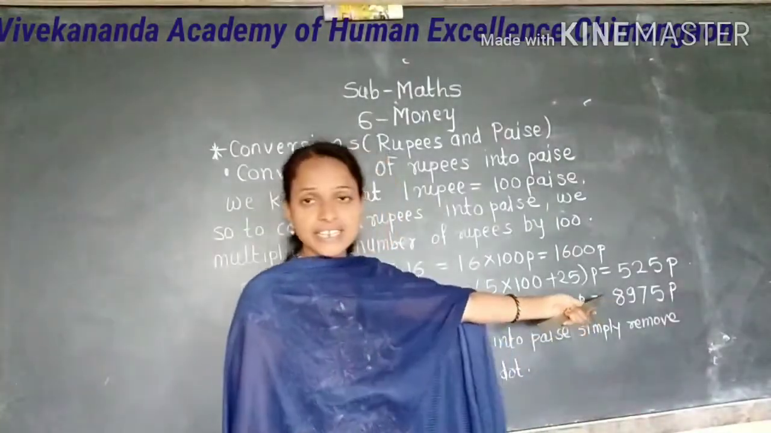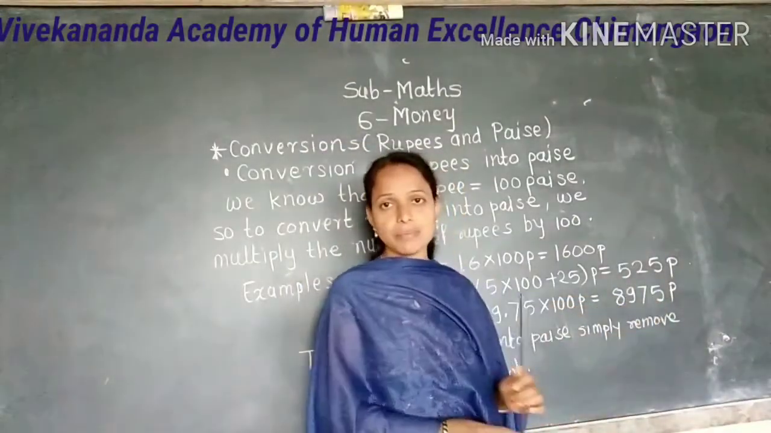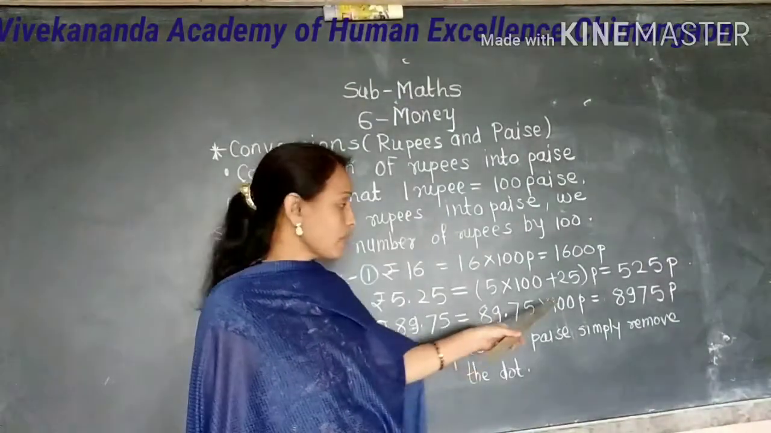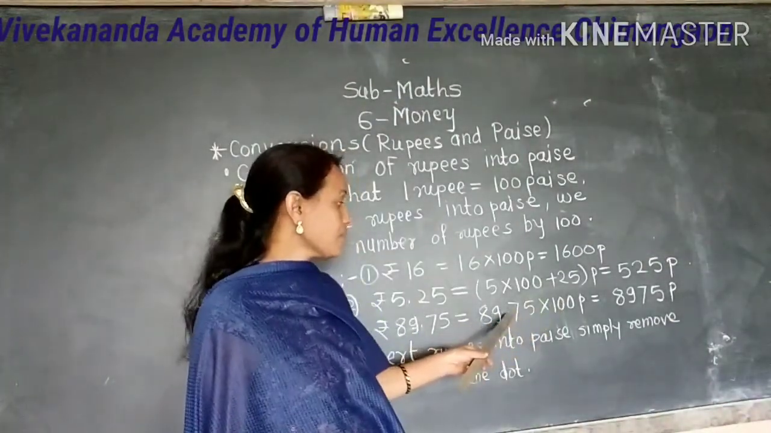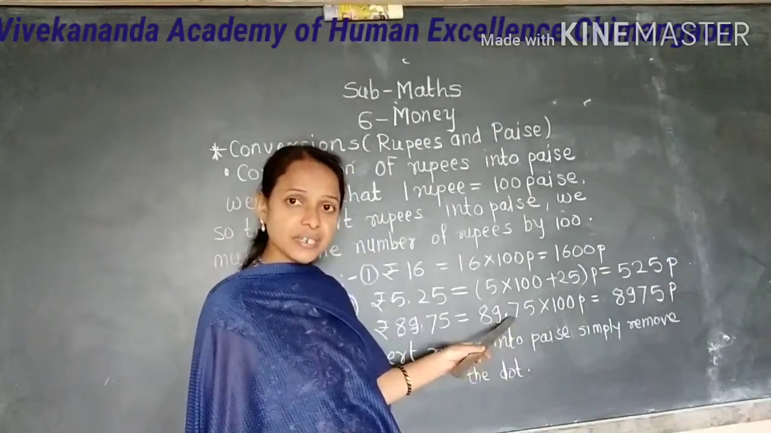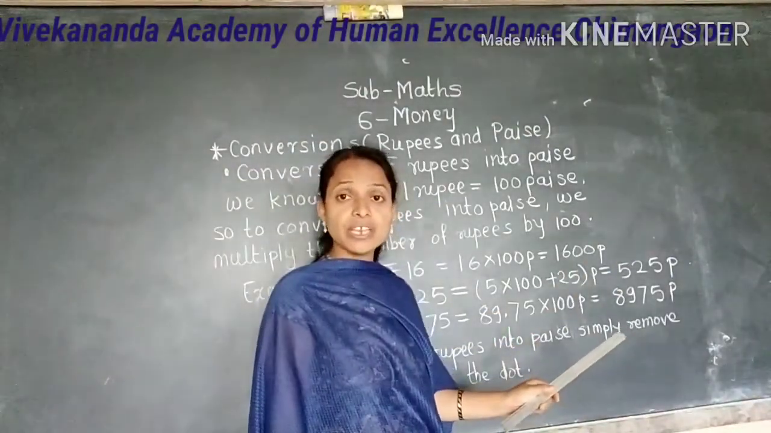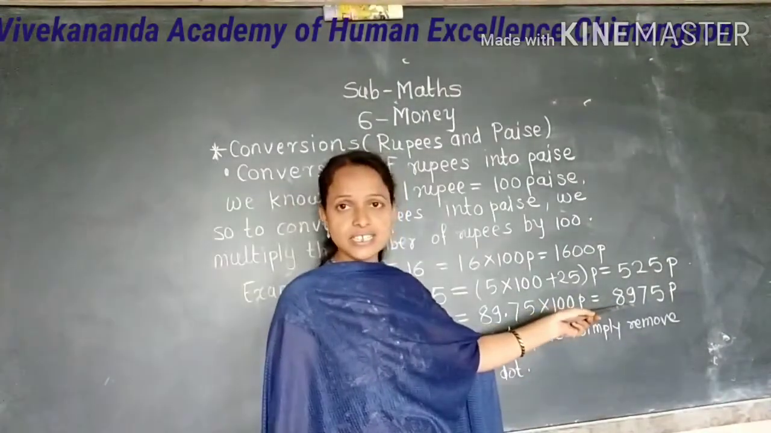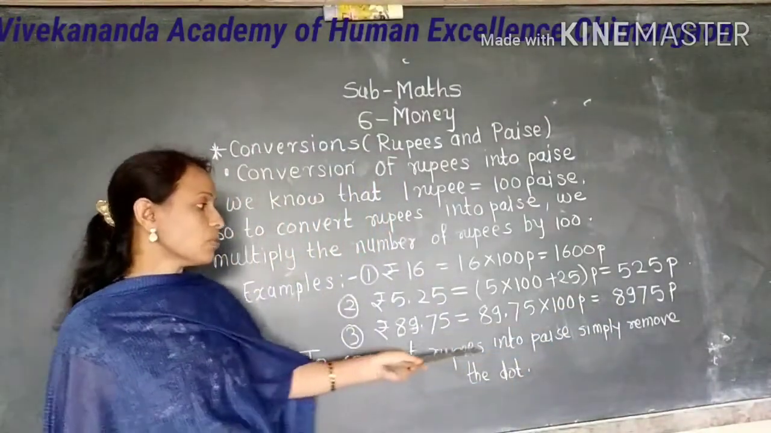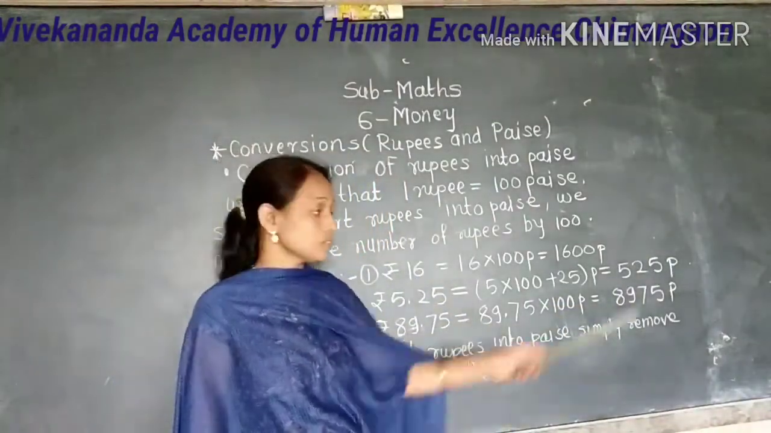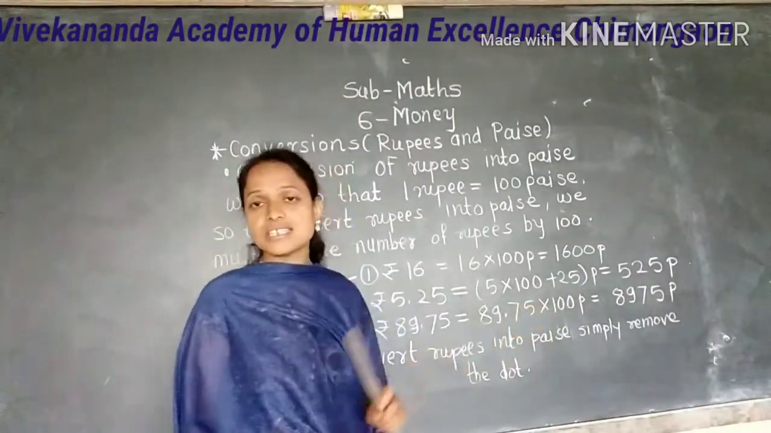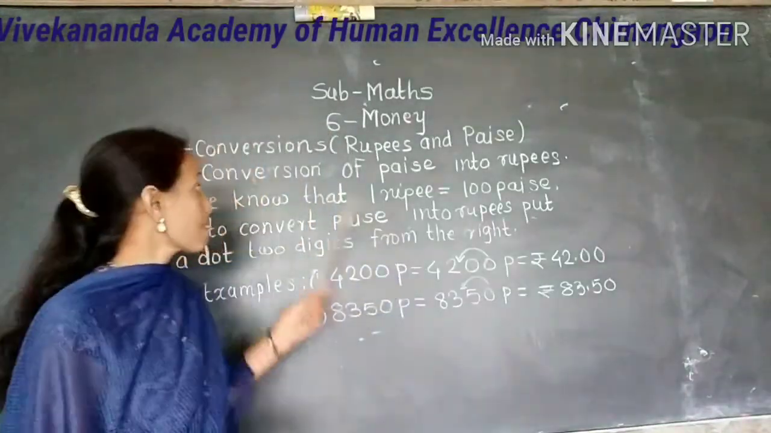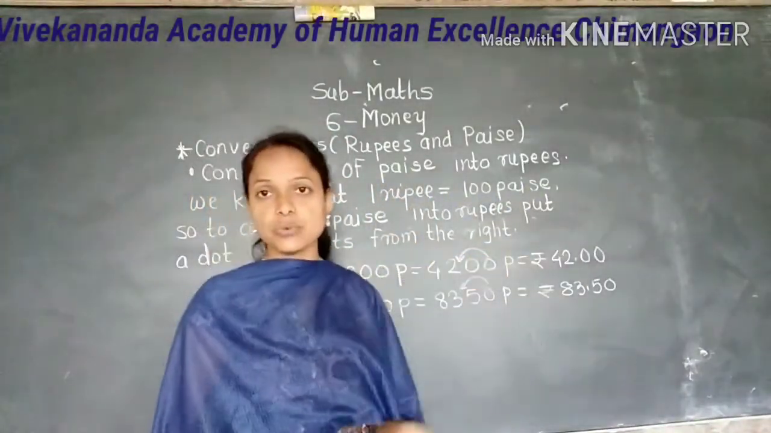Then we get the answer 8975 paise. Look here how we have done it. When we multiply by 100, only the dot which is present is removed, and by removing the dot we get the number converted into paise. So here we get 8975 paise. To convert rupees into paise, simply remove the dot. Understood?